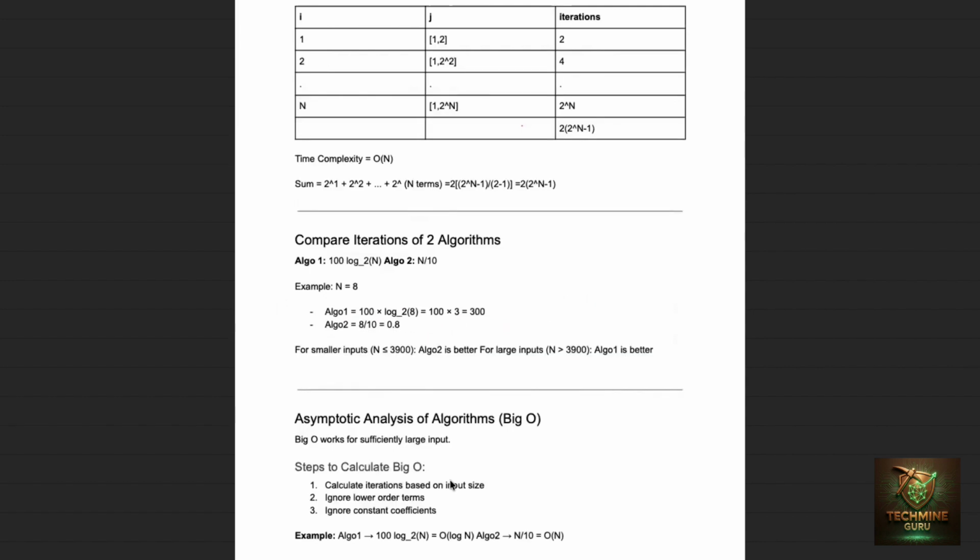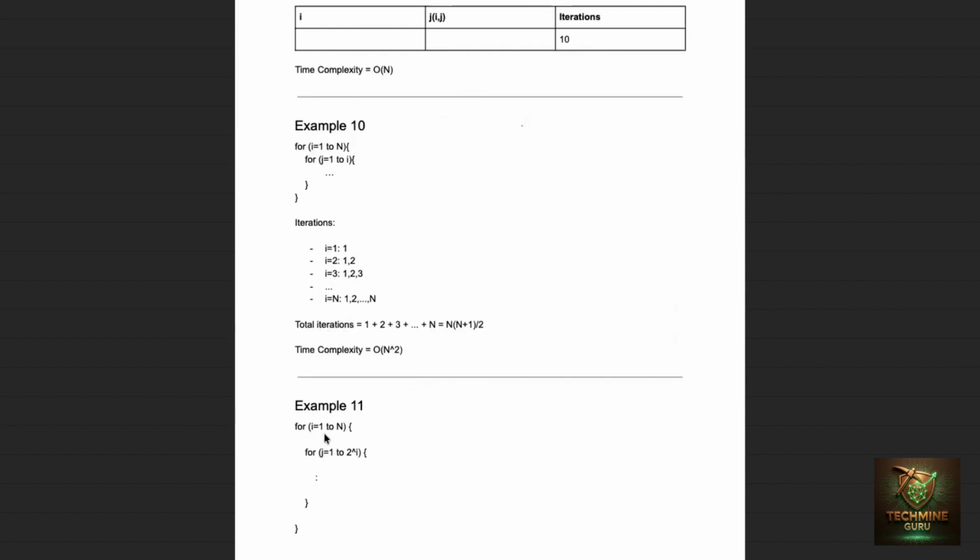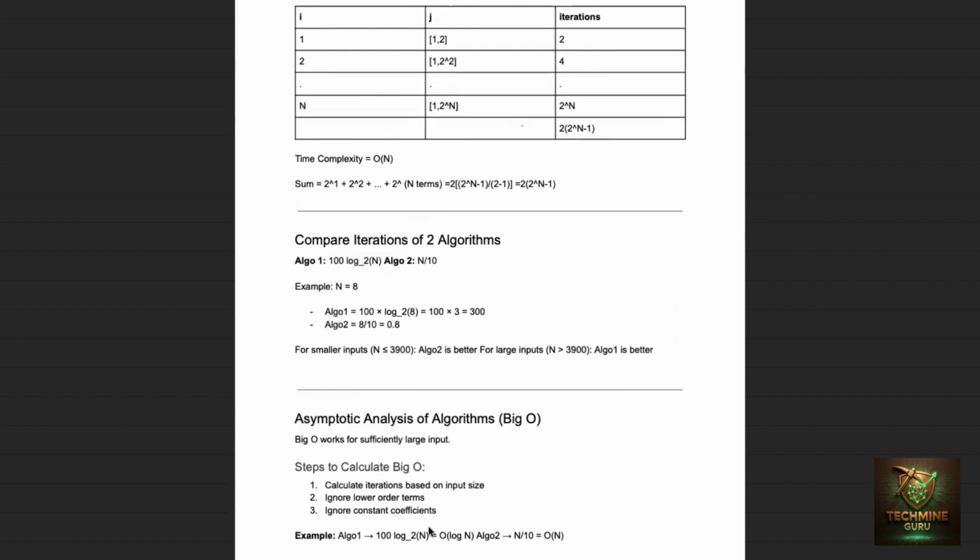Let's take one more example: i is equal to 1 to n, j is equal to 1 to 2 to the power i. This is a difficult thing to calculate, so let's calculate via a table. When i is equal to 1, j will run from 1 to 2. When i is equal to 2, j will run from 1 to 2 to the power i, so it's 2 square. In a similar fashion, when i is equal to n, j will run from 1 to 2 to the power n.